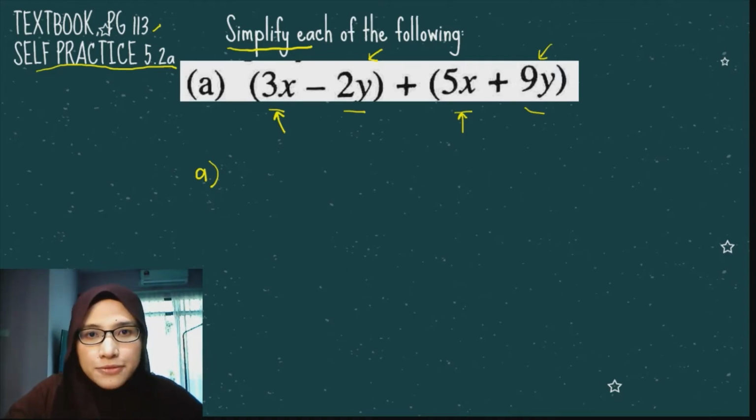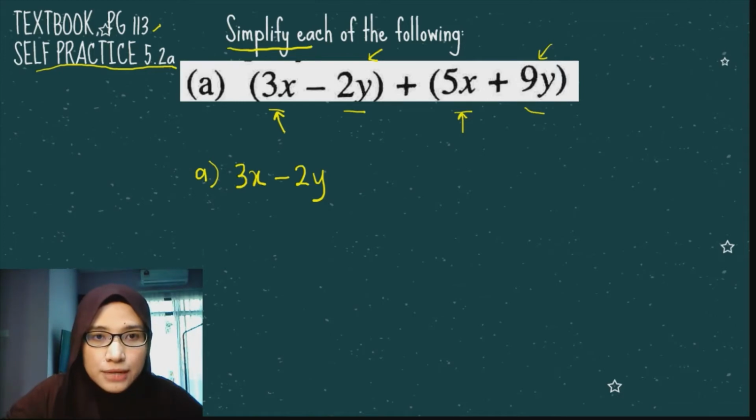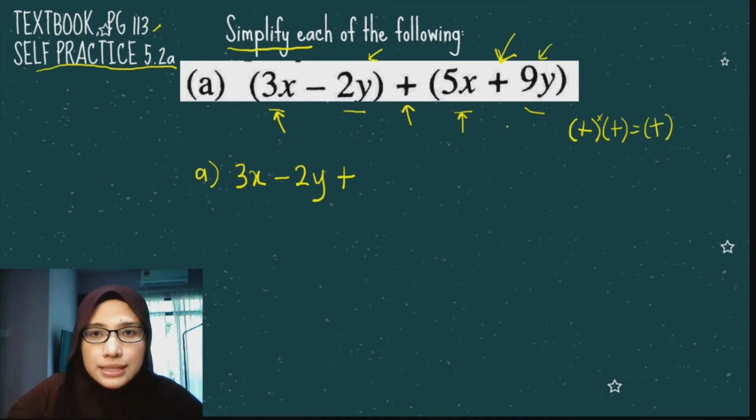For our first bracket, we don't have any calculation involved, so we just copy down the algebraic terms inside the bracket, that is 3x minus 2y. If you can see here, I don't have the bracket anymore. And the plus sign, just copy down, and we check our second bracket. Inside our second bracket is also a positive or addition sign. Remember chapter 1, where we already learned a positive sign multiplied with anything with a positive sign will always get a positive sign. So the same goes to this question. Everything is a positive sign, so we just copy down the algebraic terms in the second bracket. Nothing changed in the positive sign.